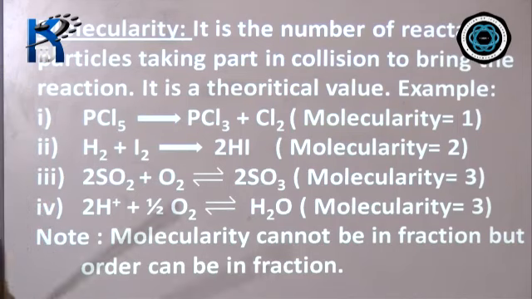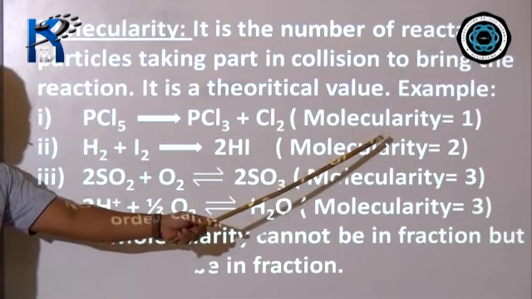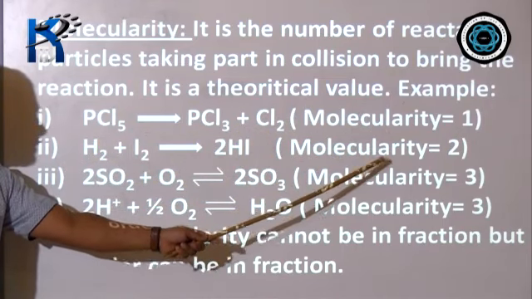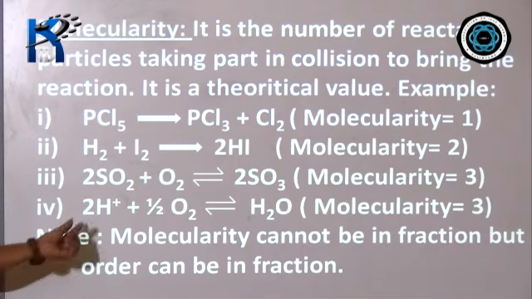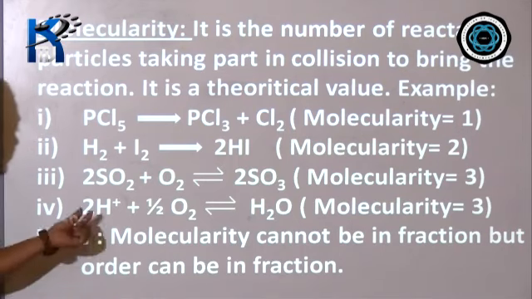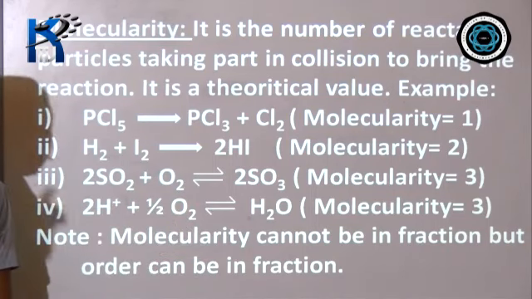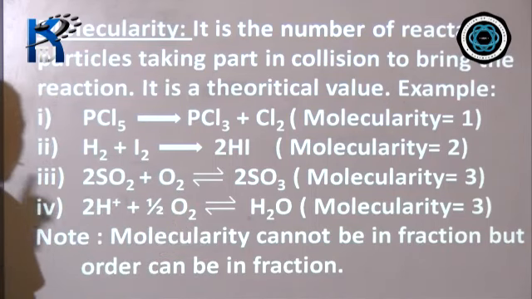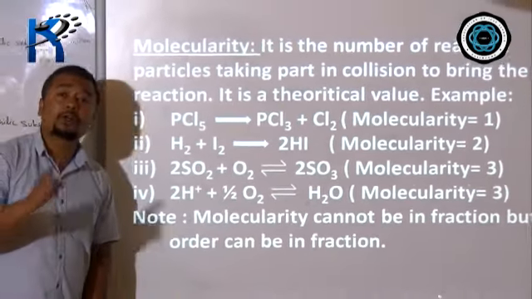reaction, students. So do remember now that if the reaction molecularity is 1, it's called a unimolecular reaction, 2 bimolecular reaction, 3 trimolecular reaction. And now you have to remember this note, students. Molecularity cannot be in fraction. 2 plus half is 2.5, but as I said, it's 3, because this is 1 atom of oxygen plus 2 hydrogen ions, so 3. So molecularity can never be in fraction, but order can be in fraction.